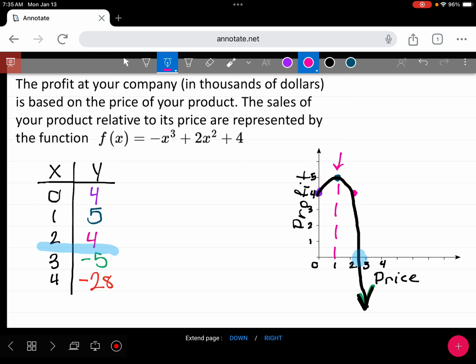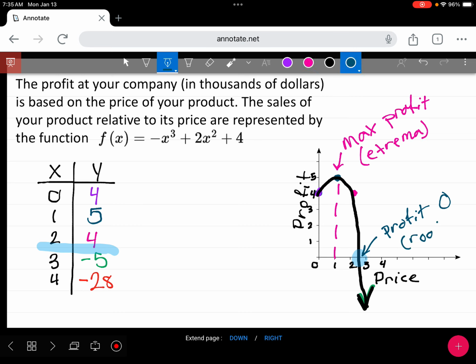So this would be our max profit. And then this guy is profit is 0. So again, this is also our extrema. And this is our root, solution, 0, x-intercept. So those same concepts that we have been talking about are one of those things that get used in business analysis.